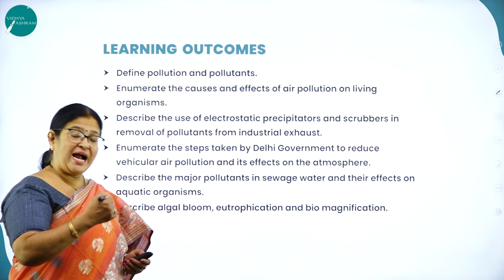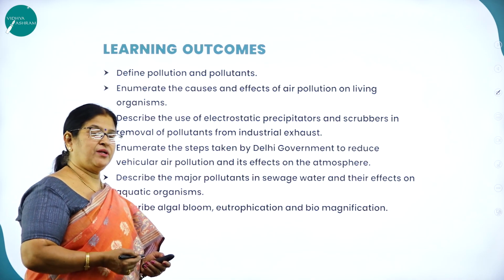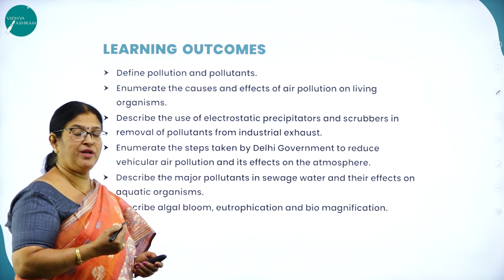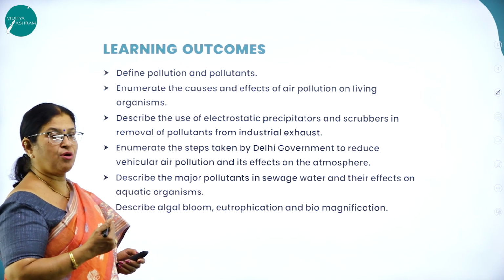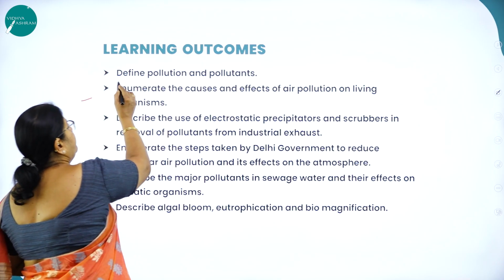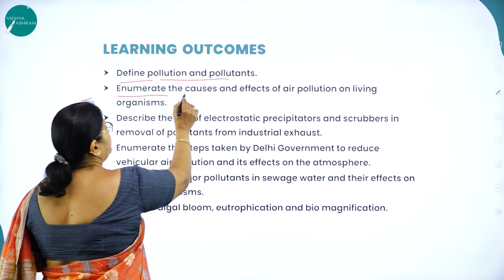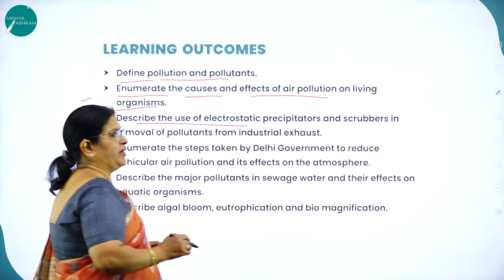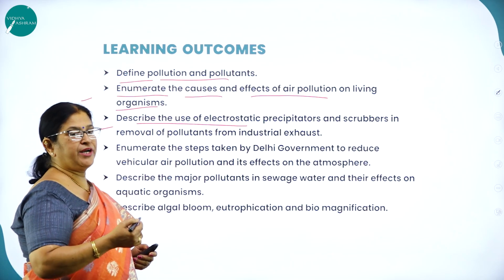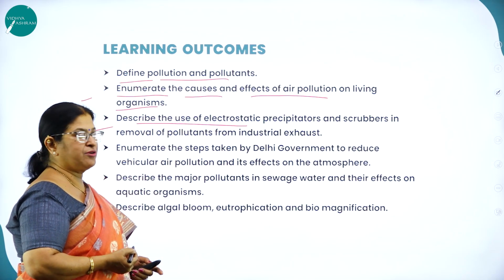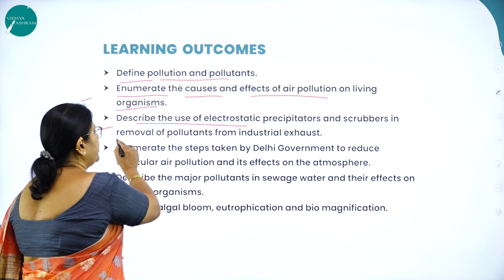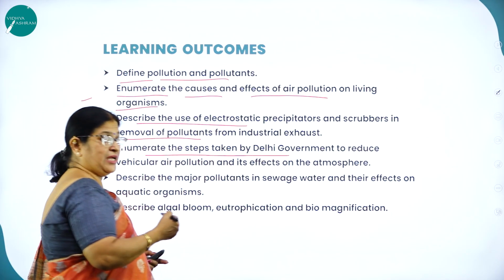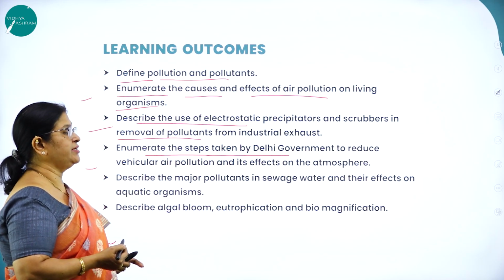Now, at the end of this chapter called Environmental Pollution, which has a weightage of 6 marks, what are the learning outcomes? What are the concepts you are going to learn? Define pollution and pollutants. Enumerate the causes and effects of air pollution on living organisms. Describe the use of electrostatic precipitators and scrubbers in removal of pollution from industrial exhaust, as I already said, in order to reduce air pollution.